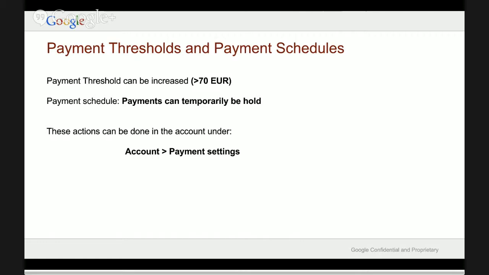And also the payment schedule, we get the question if publishers actually can change it. They can't. This is currently not possible. However, payments can be put on hold temporarily, of course. And both of these aspects can be changed within the account in AdMob by going to the payment settings. And actually, that would be it in terms of the many questions we get related to AdSense and policy.